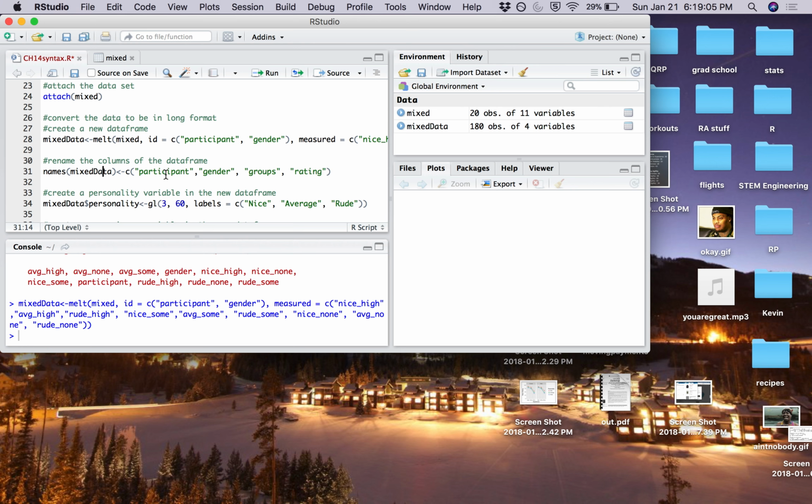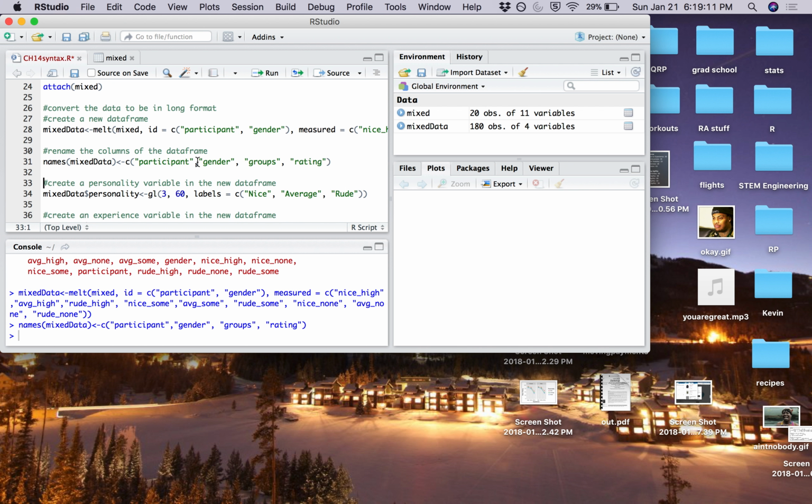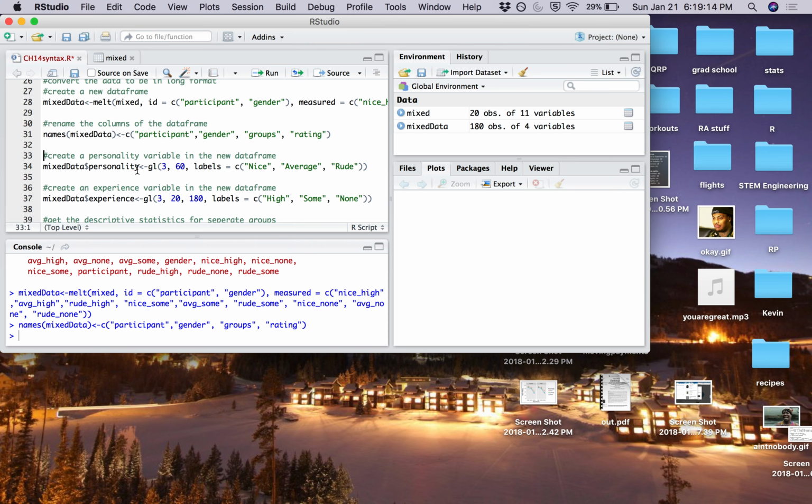And we're going to rename the columns of the data frame that I just talked about. So this is giving labels to that long formatted new data frame. Our variable groups in this is the mixture of the predictor variables. So my two predictor variables were experience and personality. And then from there, we are going to create the variable personality within the data frame. So we will specify whether the participant rated was nice, of average personality, or rude.